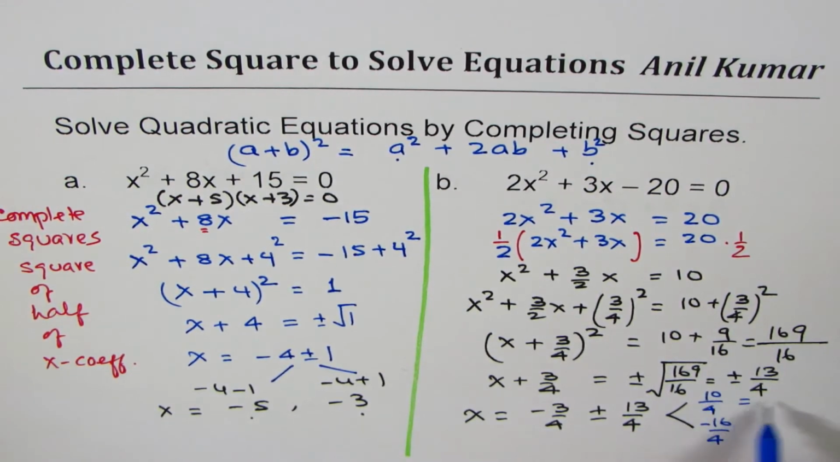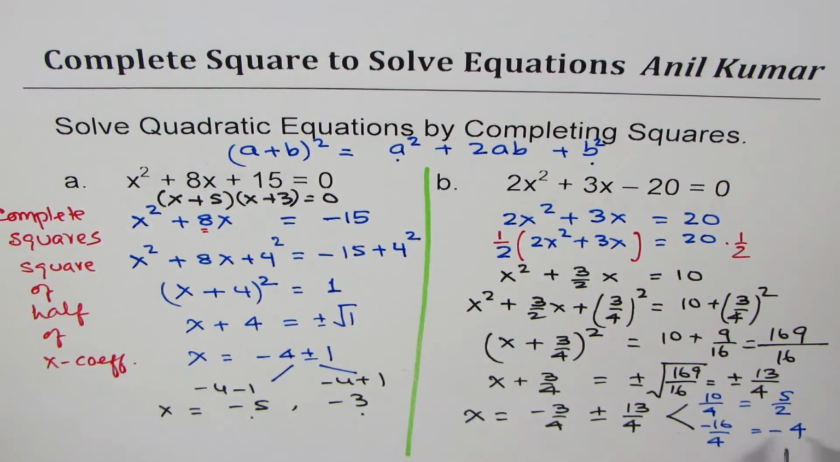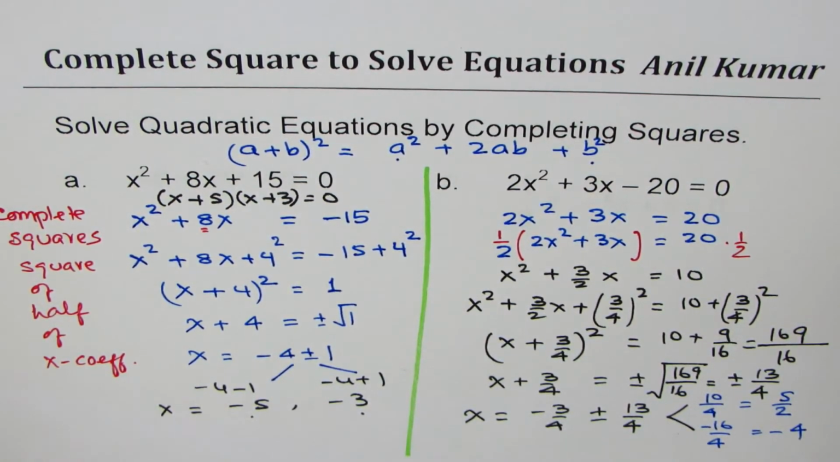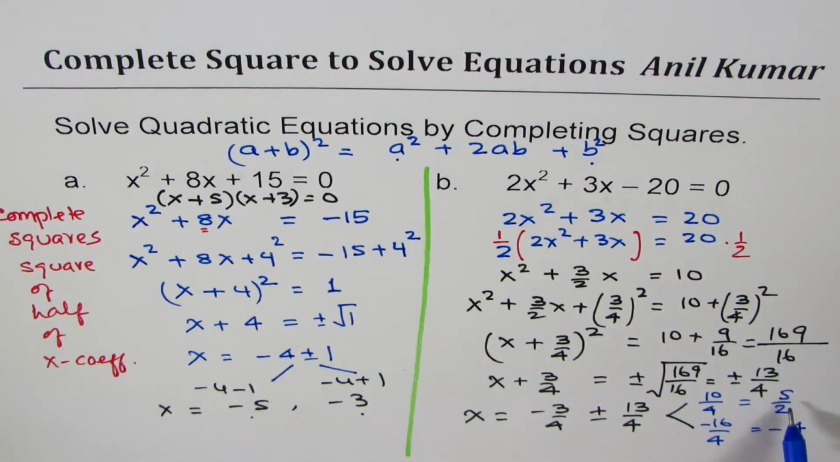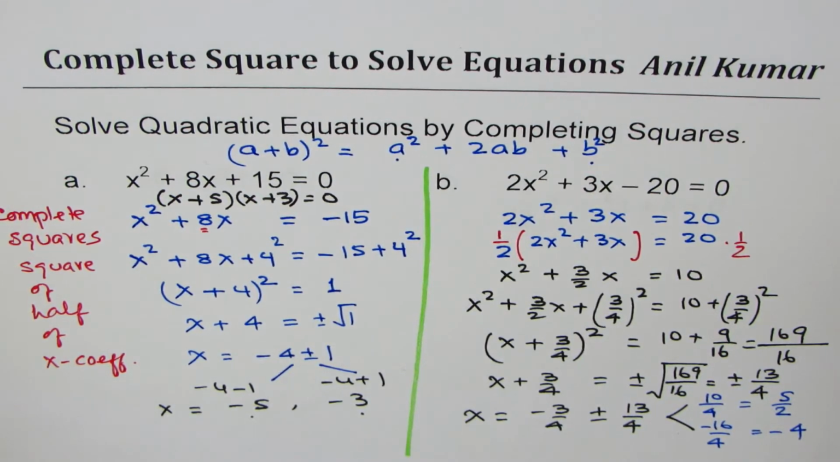Now 10 over 4 is 5 over 2, and minus 16 over 4 is minus 4. So we get two solutions here: x equals 5 over 2 or x equals minus 4, right? So I hope that's absolutely clear to you.